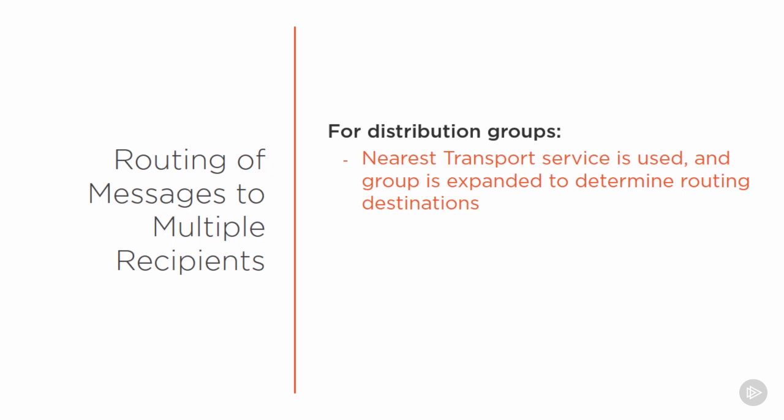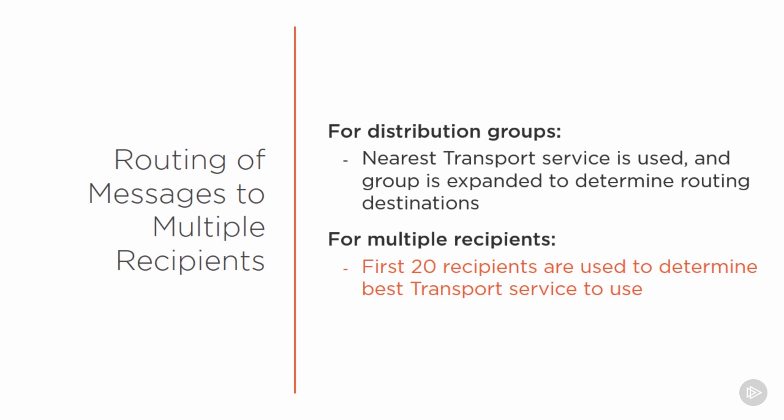Now, each of those examples were for single recipient emails. What if there's multiple recipients for an email message? The routing destination for a distribution group isn't known yet. So front-end transport or mailbox transport will just route to the nearest transport service. After the distribution group expansion occurs, routing decisions can be made then. If a message has multiple recipients in the to field, the first 20 of those recipients are used to work out where the best transport service is, and then that transport service decides what to do from there.